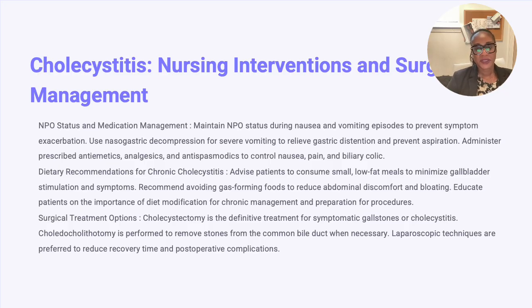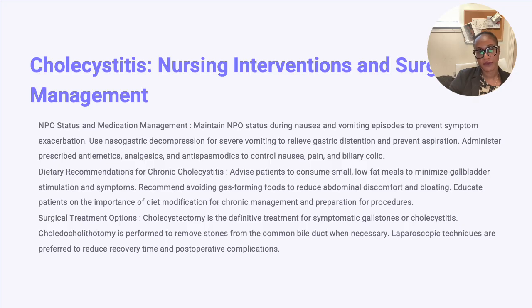So some nursing intervention, surgical management for cholecystitis. We want to maintain NPO status during nausea and vomiting episode. We want to maintain an NG decompression as prescribed for severe vomiting. And then, of course, we want to administer any antiemetic as prescribed for the nausea and the vomiting. We want to also administer any analgesic as prescribed to relieve the pain and reduce the spasm. Any antispasmodic we want to administer, such as anticholinergic as prescribed to relax any smooth muscle.